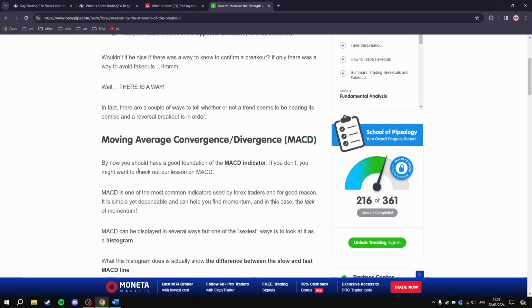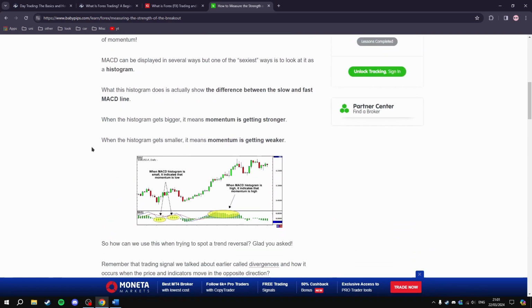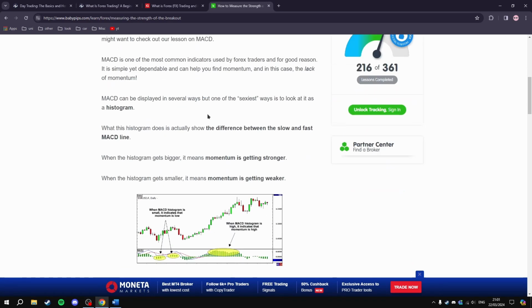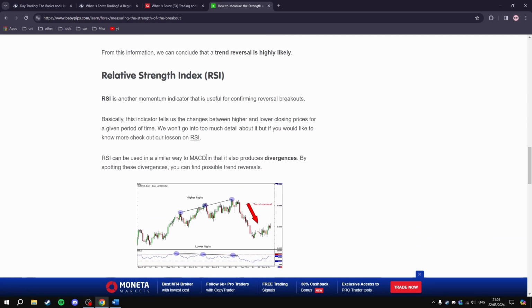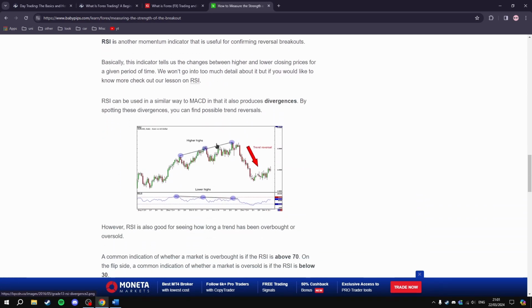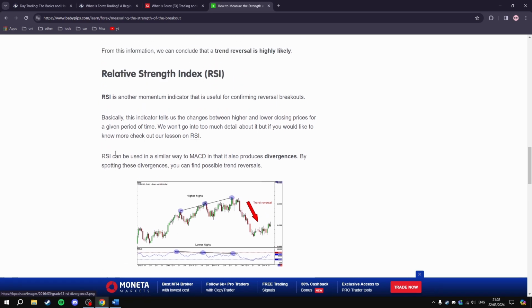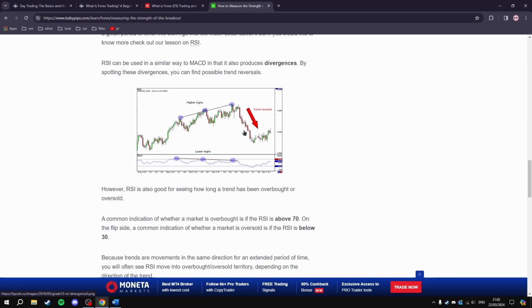So we could use the moving average convergence divergence. With it, we see the histogram bars. If they are getting smaller, the momentum is slowing down, and when the histogram bars are higher, there's lots of momentum, so there's a trend going on. We could also use the relative strength index, looking at the highs and the lows and using divergences. If the price action and the indicator show different things, there's a divergence going on, because normally the price action and the indicator should be in line with each other.